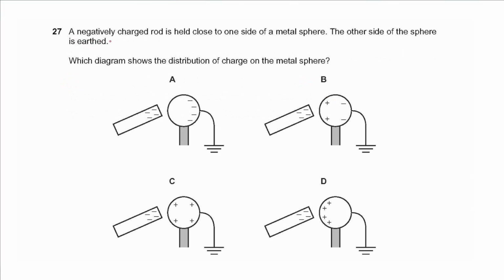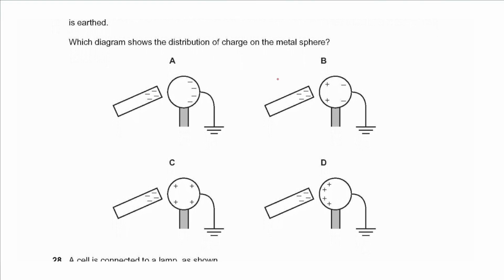Question 27 says a negatively charged rod is held close to one side of a metal sphere. The other side of the sphere is Earthed. Which diagram shows the distribution of charge on the metal sphere? So the negative rod will repel the electrons and the Earth will attract the electrons. So the sphere will be positively charged at the end with positive charge towards the negative rod. This is because of the attraction, and the negative charges which were here are taken by the Earth and repelled by the negative charge on the rod. So the answer is D.